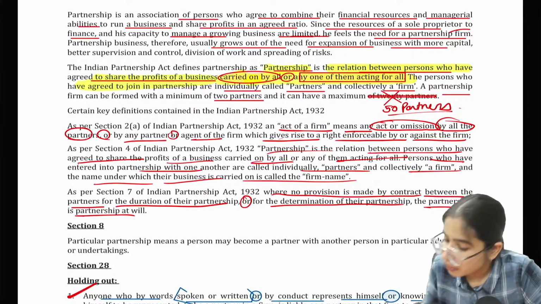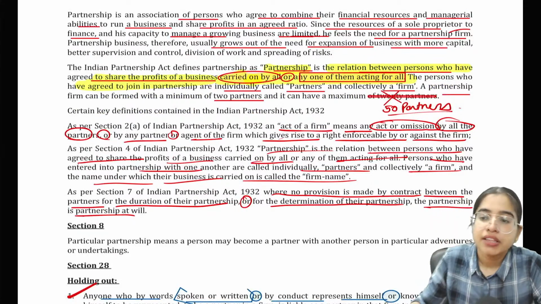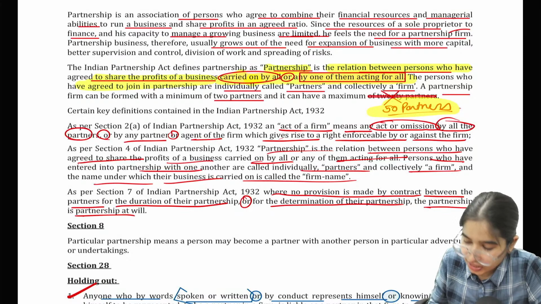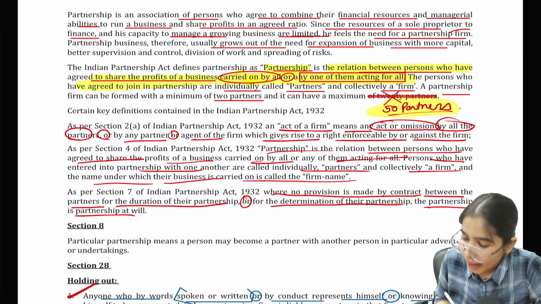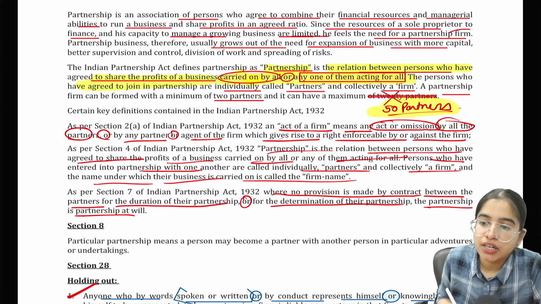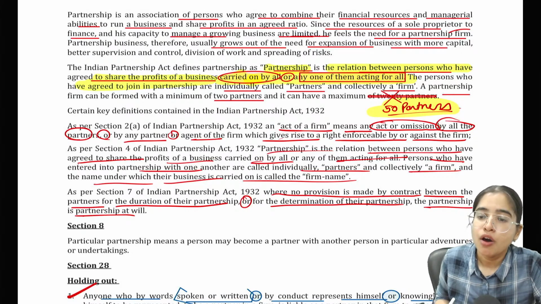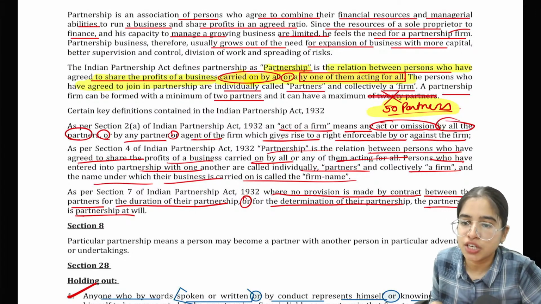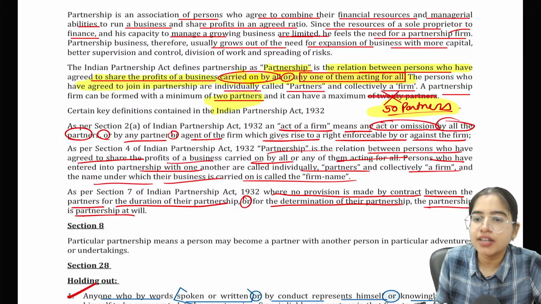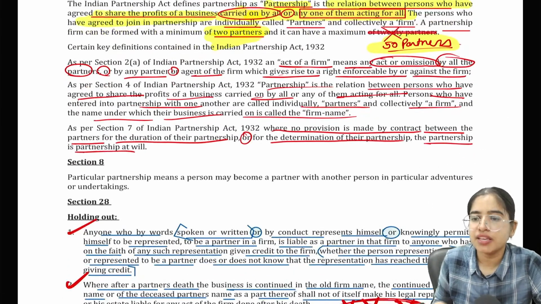What is the maximum limit on the number of partners? There can be maximum 50 partners. There is a limit that there can be maximum 50 partners in a partnership firm. There cannot be more than 50 partners in a partnership firm. It is given in the Companies (Miscellaneous) Rules. Okay, minimum 2 partners, maximum 50 partners. This is very easy.